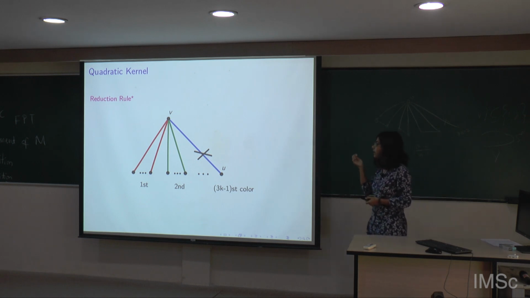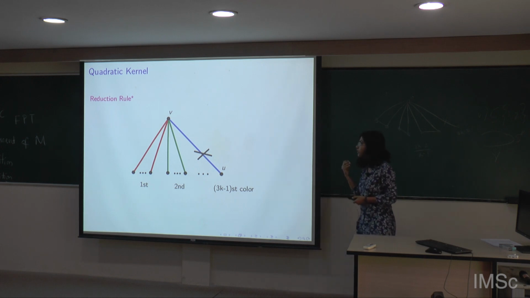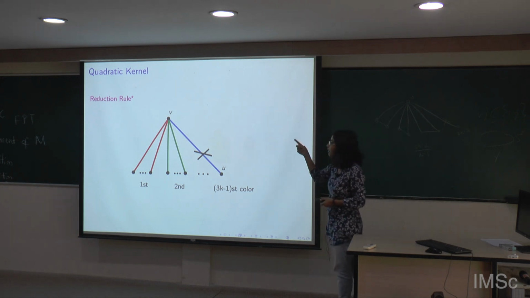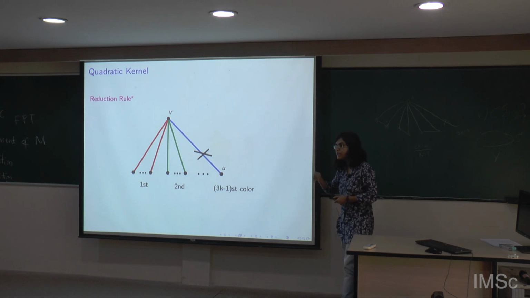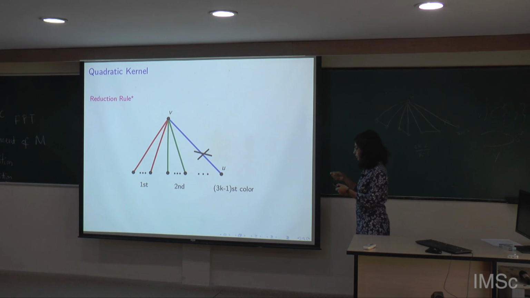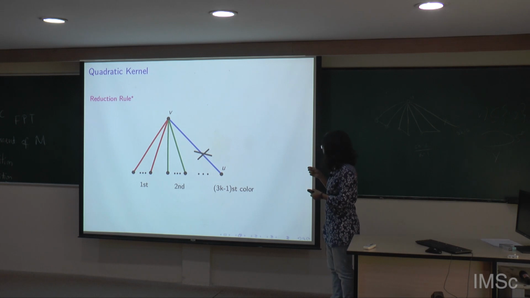So after applying this reduction rule, what is it that we are getting? That for every vertex, the color degree is bounded by 3k minus 2. By color degree, I mean the number of distinct colors that are incident on the vertex v. So the color degree is bounded by 3k minus 2.